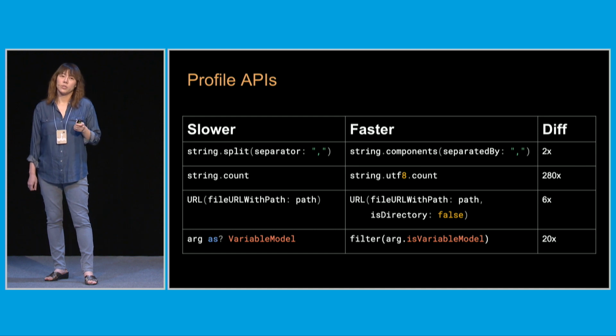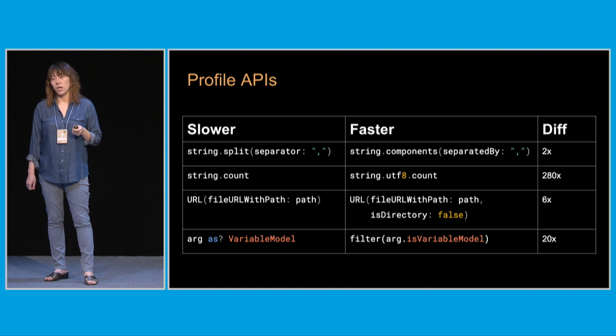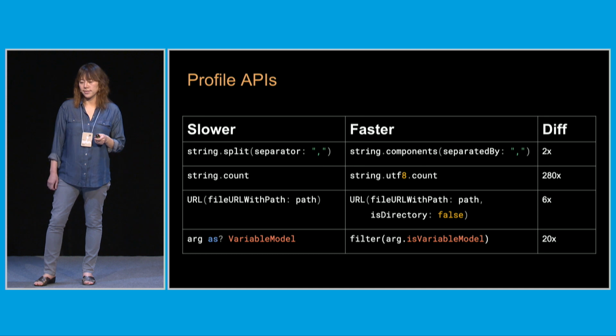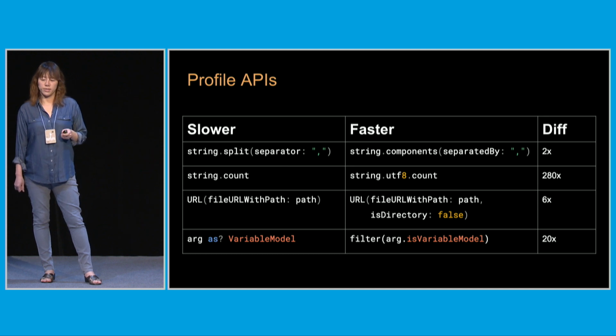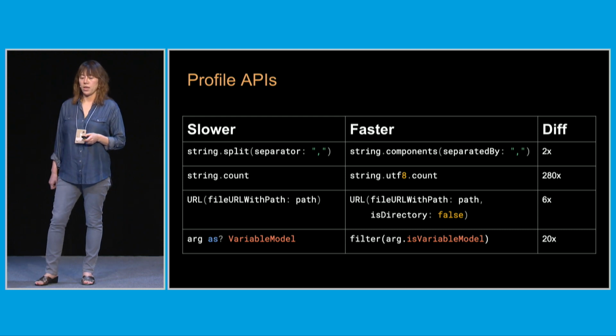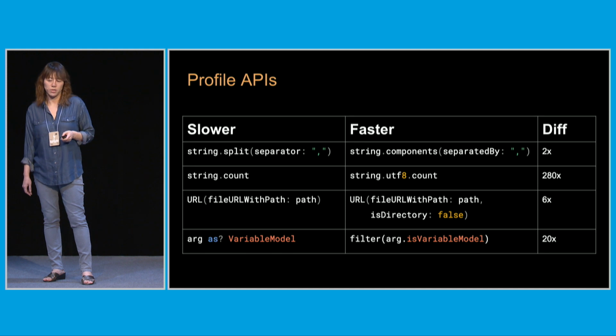Besides strings, the URL initialization with file path can also be expensive. It performs a file operation to check if a file exists at the given URL path. You can pass in a flag to its secondary argument, isDirectory, and that'll skip that operation, and it can speed things up. And typecasting is expensive, so if you can use an enum or a variable to identify certain types and filter them, it can be a lot faster.